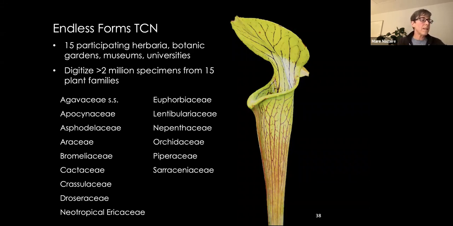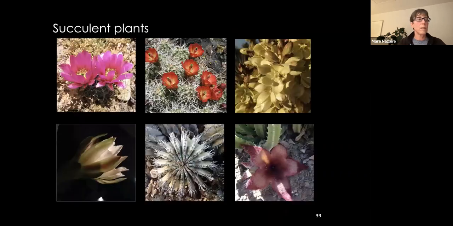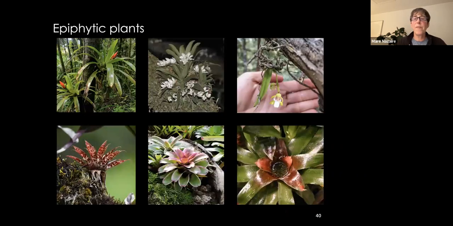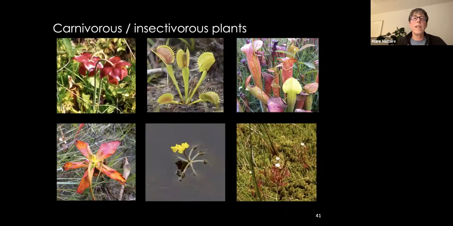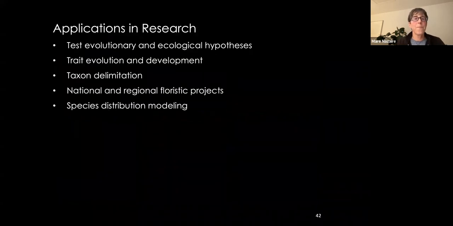Essentially, the taxon selection is characterized by one or more of three types of continuous morphological adaptations, each of which has evolved multiple times throughout the plant kingdom. So succulents, epiphytism, which is hard to say, and carnivory or insectivory. They're all really kind of cool families.